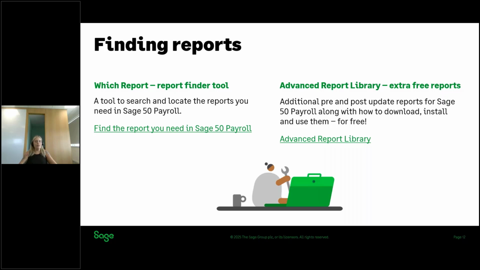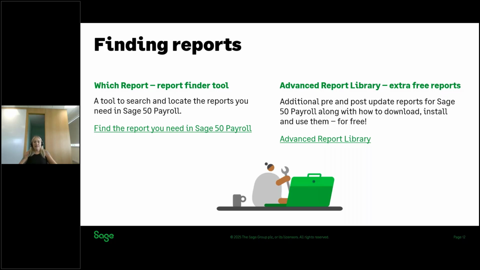Or if it isn't a standard report in 50 Payroll, it might well be that it's something that you can download for free on the Advanced Report Library. So the Advanced Report Library is just a ton of extra free reports that you can download and put into Payroll to use for your business. There are a lot of departmental reports in here, a lot of cost centre reports as well. So if you do work with departments and cost centres, it's definitely worth taking a look at.